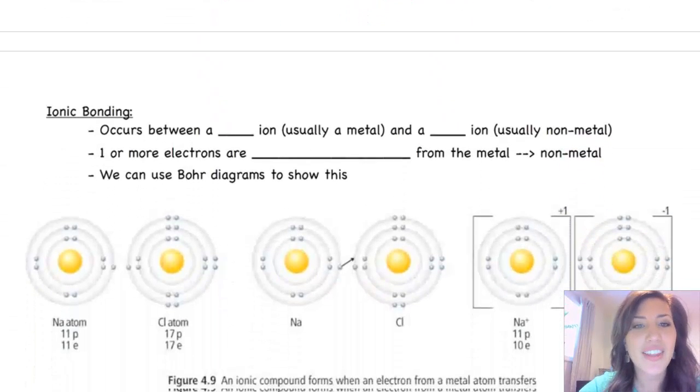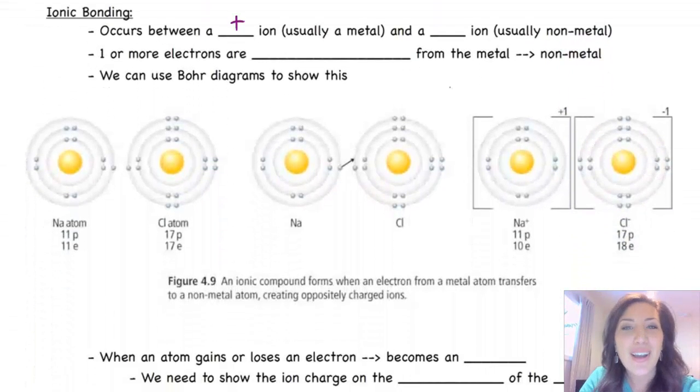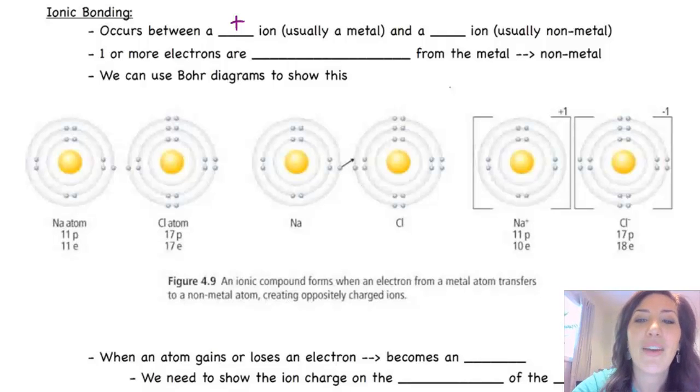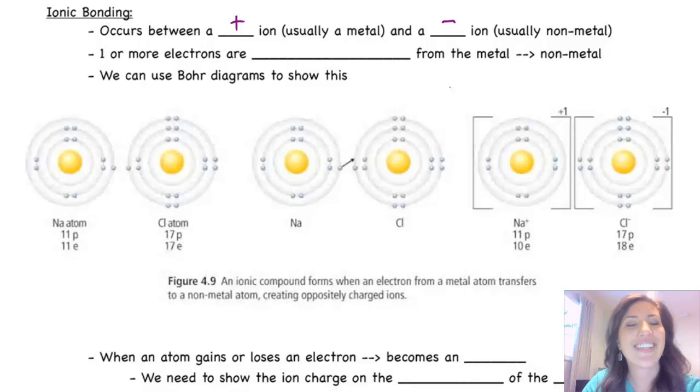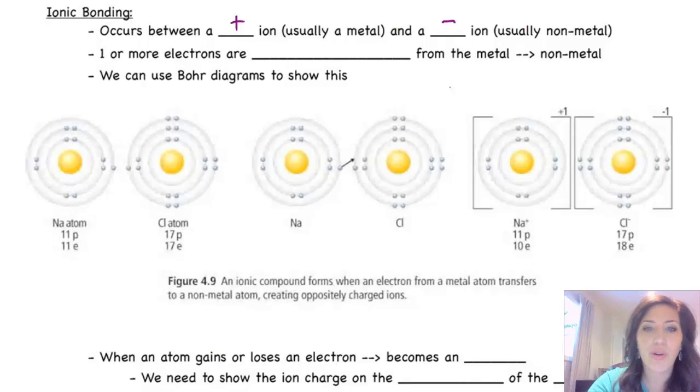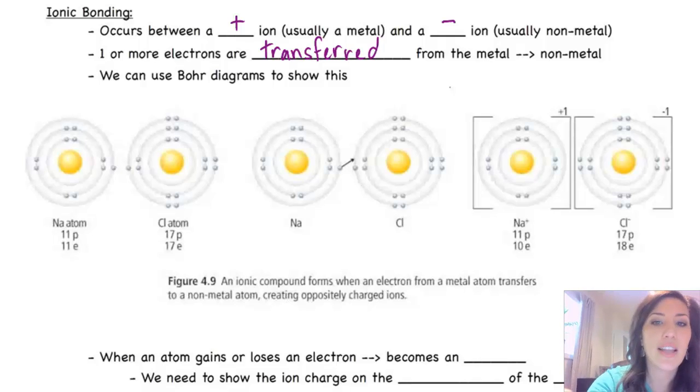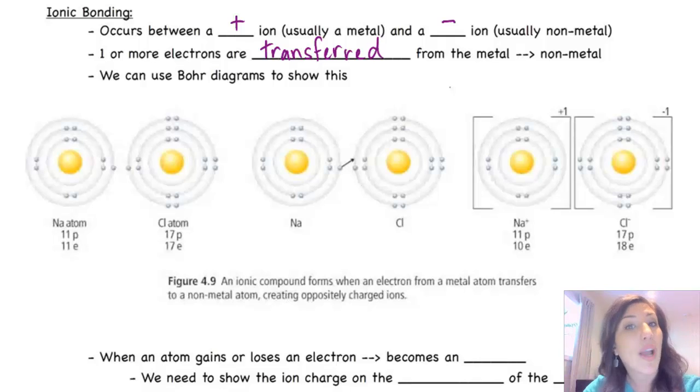What are these ionic bonds? Ionic bonding usually occurs between a positive ion, which is usually a metal, and a negative ion, which is usually a nonmetal. One or more electrons are transferred. This is our key word here, that an electron is actually given away to a different atom. And usually it's our metal that is giving its electron away to the nonmetal. We can use Bohr diagrams to show this.